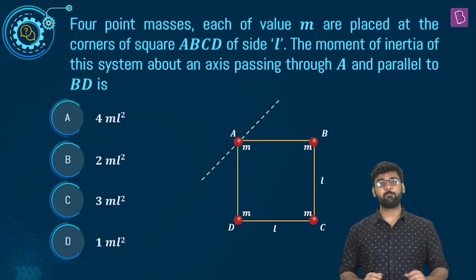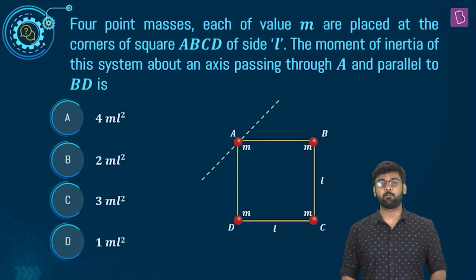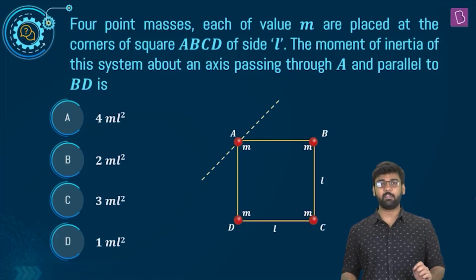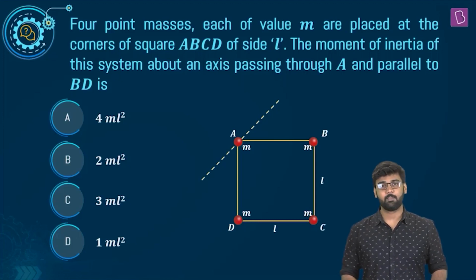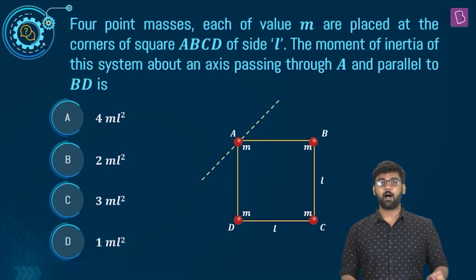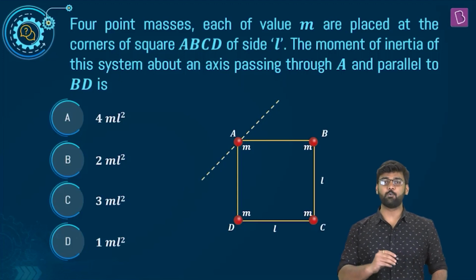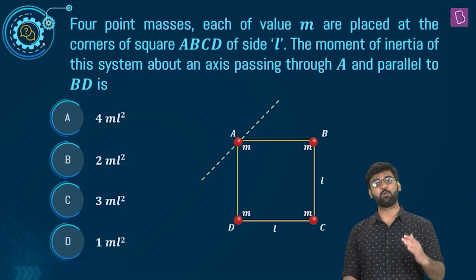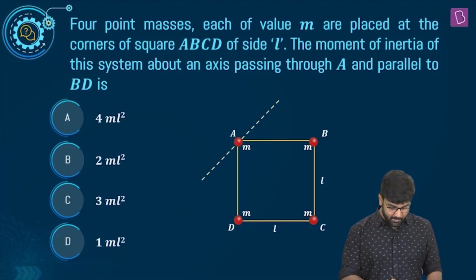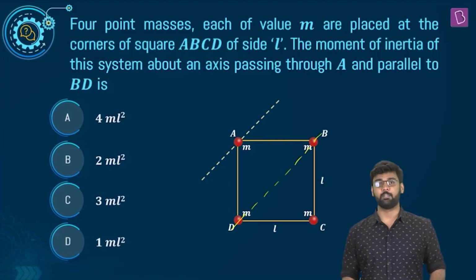In this question, we have 4 identical particles of mass m which are placed at the vertices of a square ABCD. So you can see in the figure, we have a square ABCD and on these 4 vertices, we have placed 4 masses which are of identical mass m. And we want to find the moment of inertia about an axis which is passing through A and parallel to the diagonal BD. So you can see in this figure, there's an axis given which is passing through A and this axis is parallel to this diagonal BD.